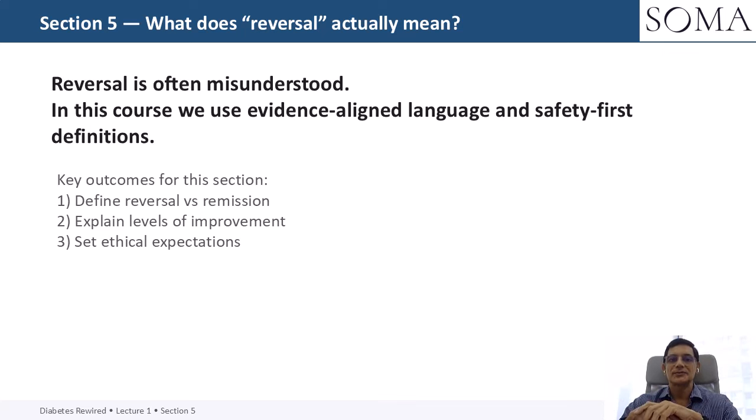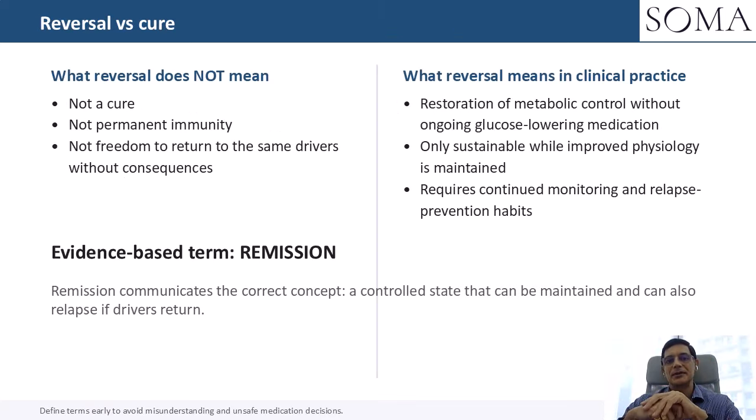Reversal does not mean cure. Reversal does not mean permanent immunity. Reversal does not mean diabetes can never return. What reversal does mean, when used correctly, is this: restoration of metabolic control without ongoing glucose lowering medication, as long as the improved physiology is maintained.